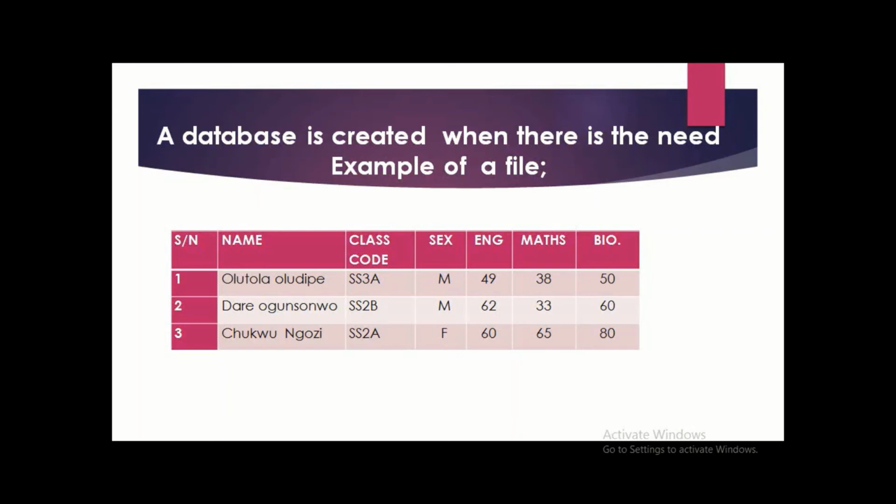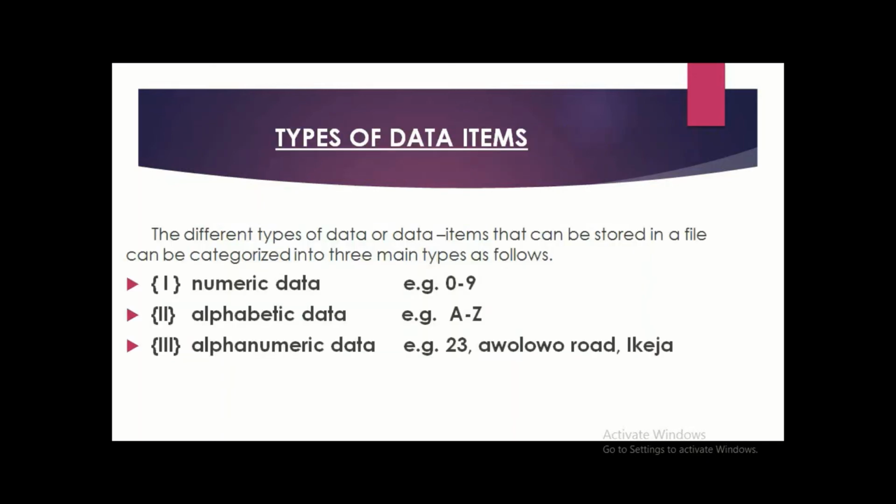So this file has many records, and these records have many scores and many details attached to them. Now let's go to Dario Gusowo, class SS2B, sex male. The score for English is 62, mathematics 33, and biology 60. To save our time, I'm not going to spend much time on this video. This is just a sample breakdown.